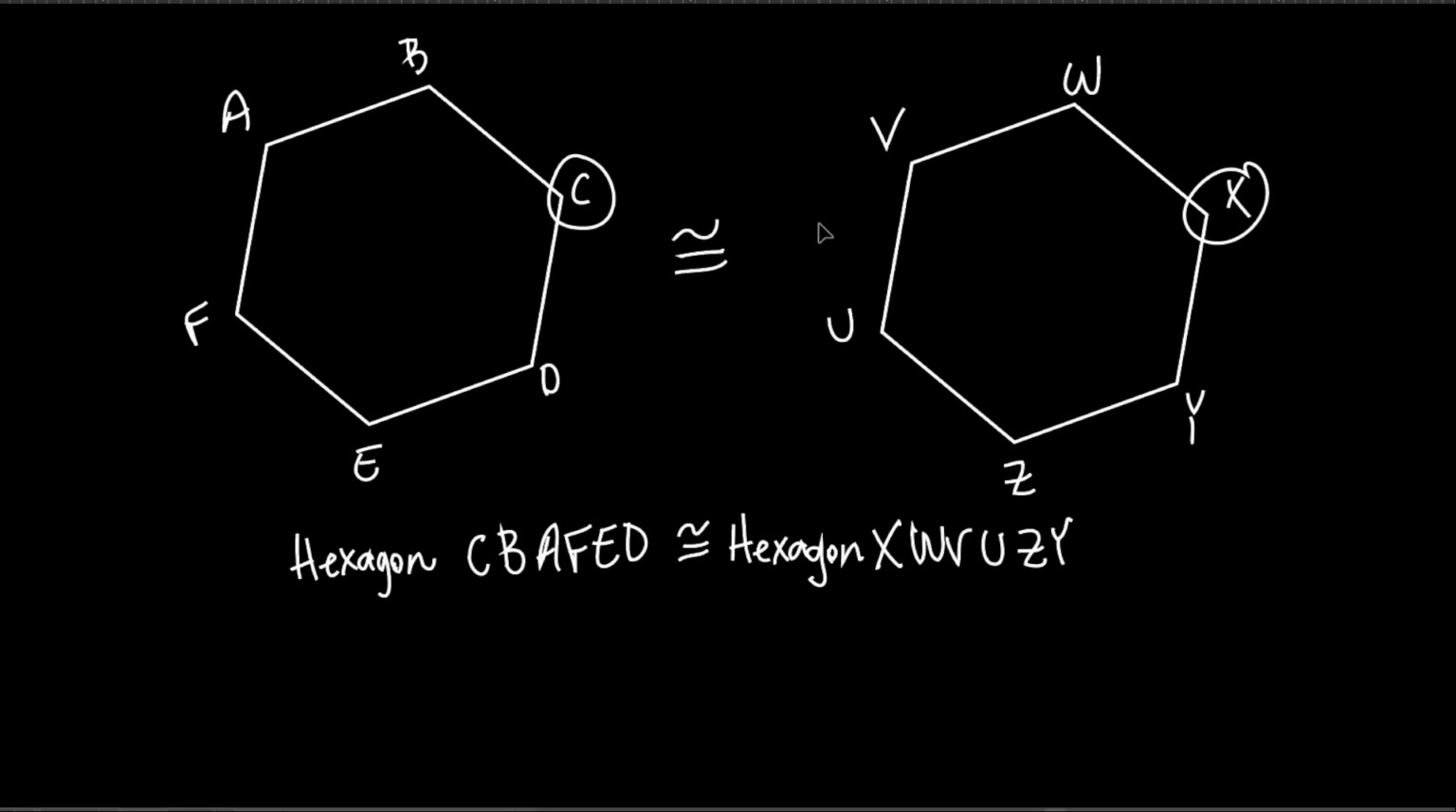It would be incorrect if you said that this was X, Y, Z, U, V, W. Or even started somewhere else, like at the V: V, W, X, Y, Z, U, or whatever. They've got to match up.